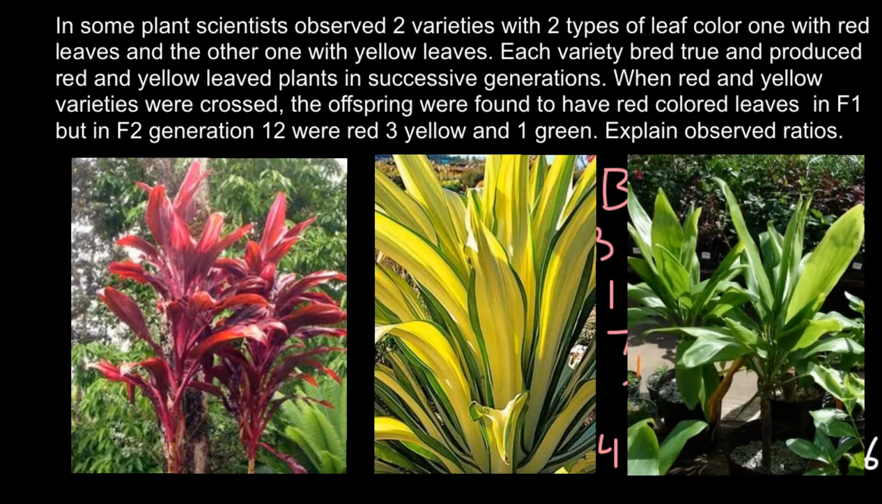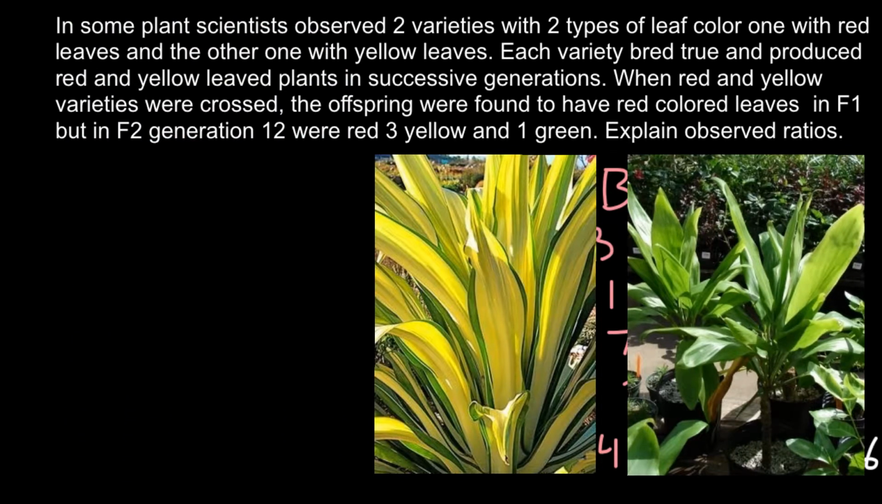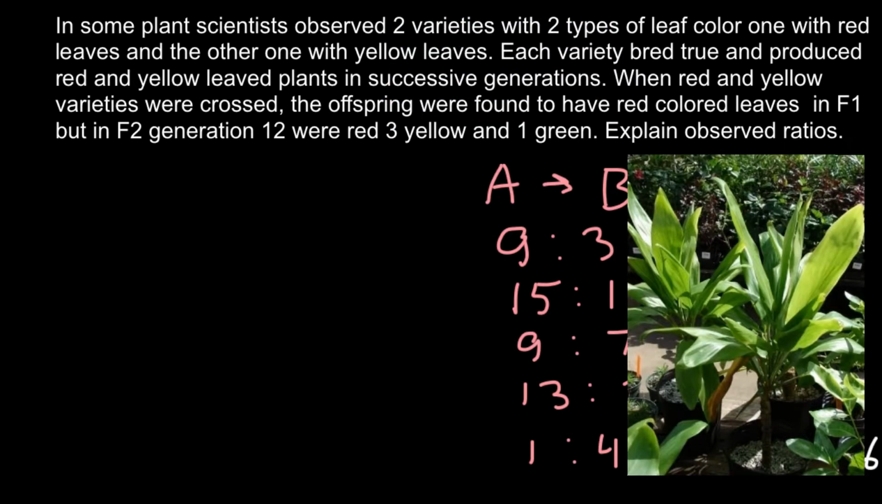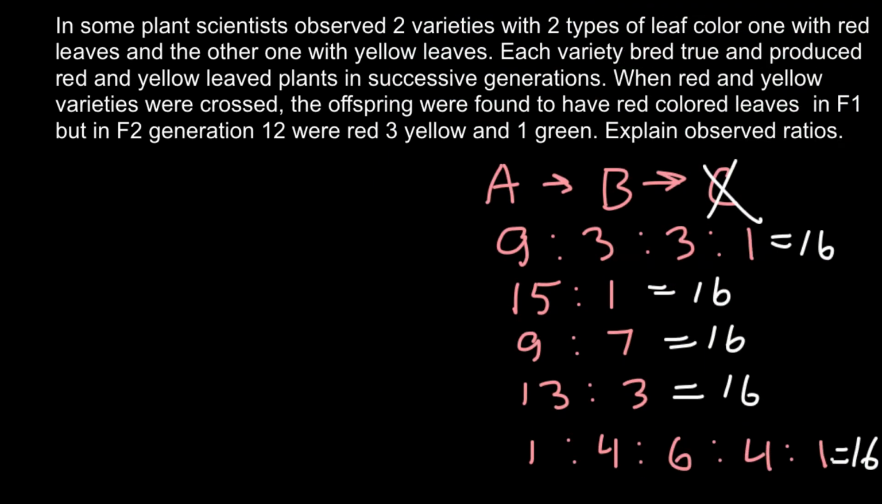So now we can return to our problem, and in order to solve this problem, here would be our logic. We have two accessory pigments, an accessory pigment which is red, and an accessory pigment which is yellow, and red is dominant over the yellow.